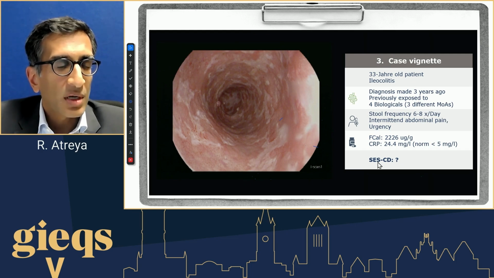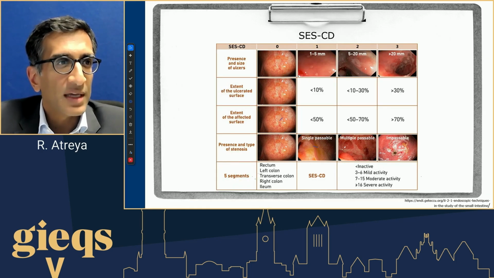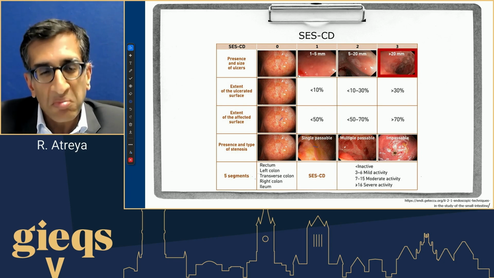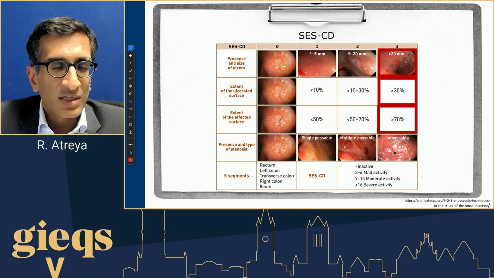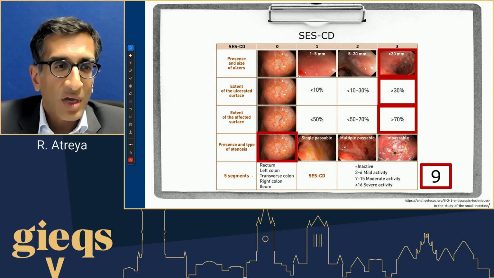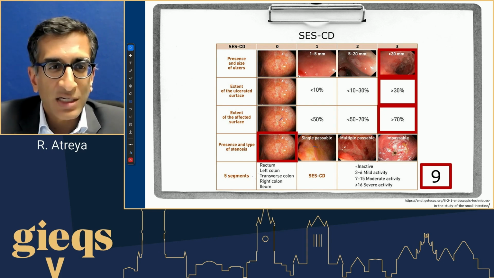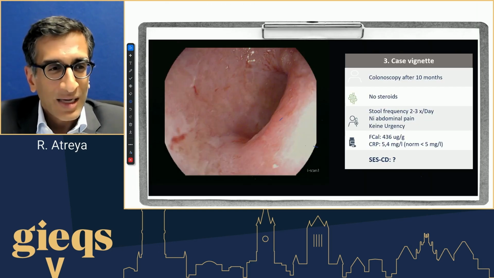Okay, we now go to the SES-CD. So what would you say? Presence and size of ulcers? Yeah, probably above 2 centimeters, 30% of the surface ulcerated. Also the affected surface area, 70%. No stenosis. Okay, we come to a 9. I'm sorry, a little bit, the variety of my endoscopic videos do resemble themselves. So this is again a 9.